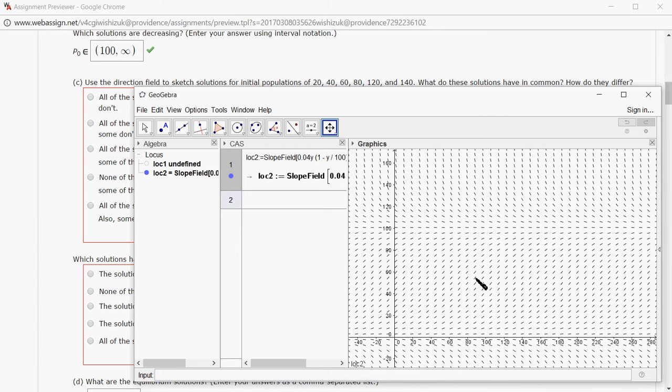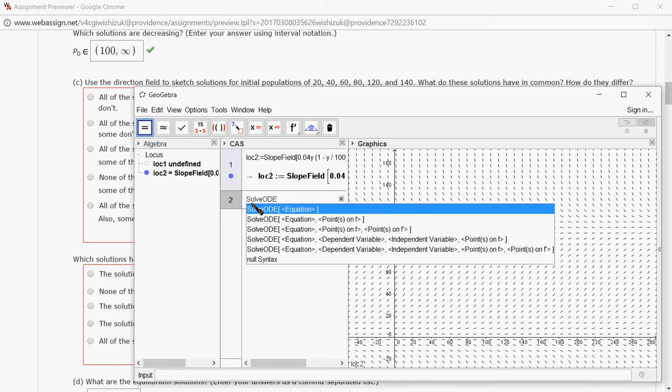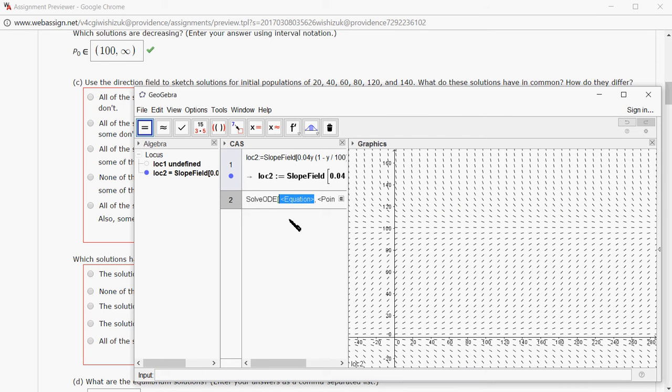Let's write down the solution. I'm going to do SolveODE. The equation is y prime equals 0.04 y times 1 minus y over 100. Then for the solution, I need to put a point, so we have to put the points here.